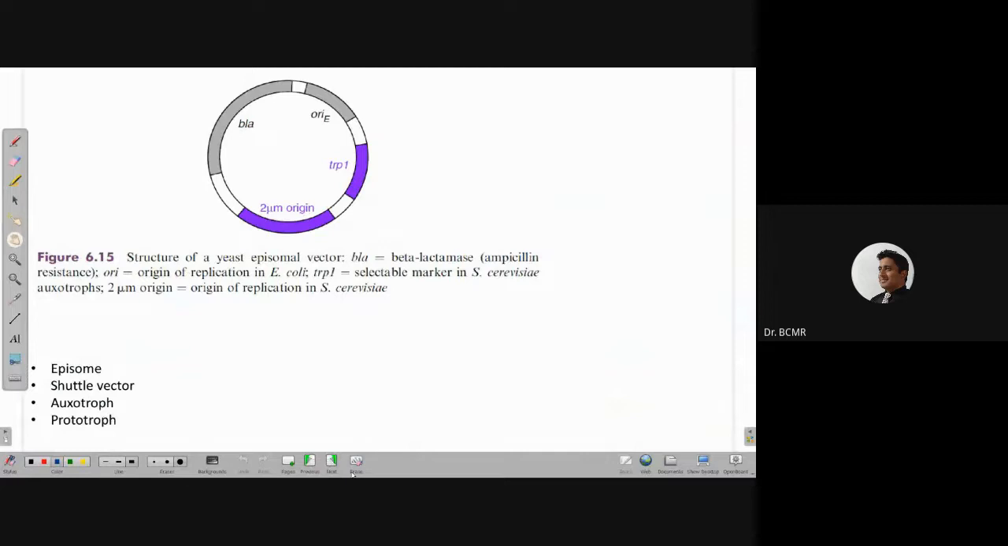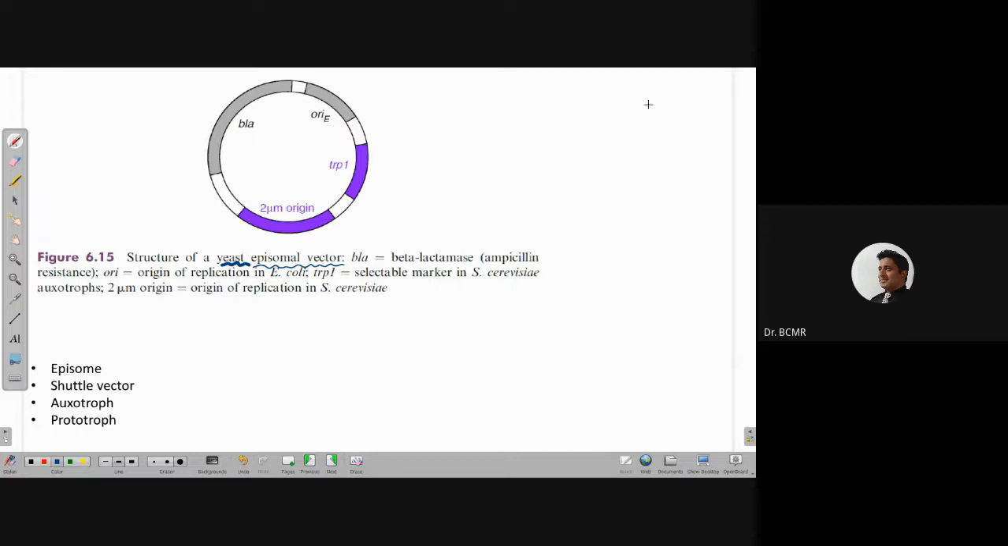There are several other vectors. We are now shifting from bacterial vectors to that of eukaryotic vectors. And here we are talking about a yeast episomal vector. We should know what an episome is. For every word that comes up in any of your biology studies, or in general, know the meaning of it. Then it's easy for you to understand.